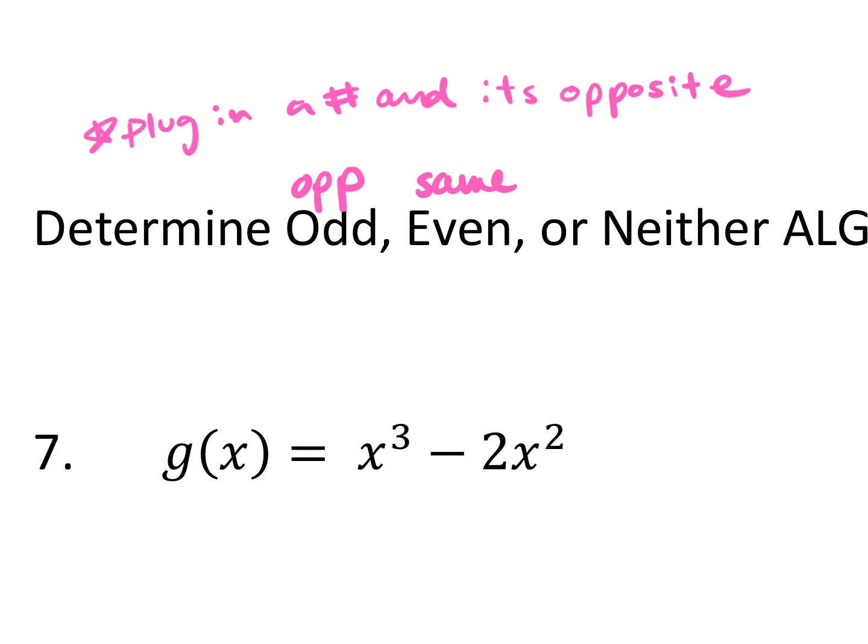So I would always recommend plugging in 2 and -2, just because it's going to be a nice, easy number to plug in. You have to plug a number in that's greater than 1. So you can't plug in 1 and -1. This trick does not work. It will work sometimes, but not all the time.